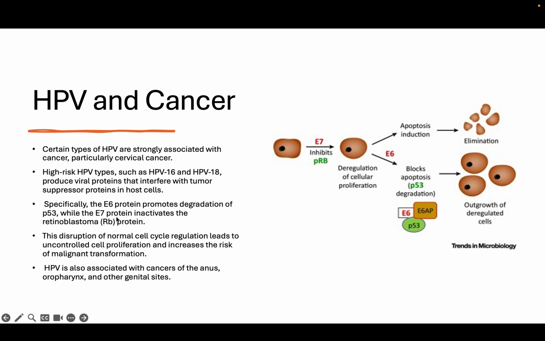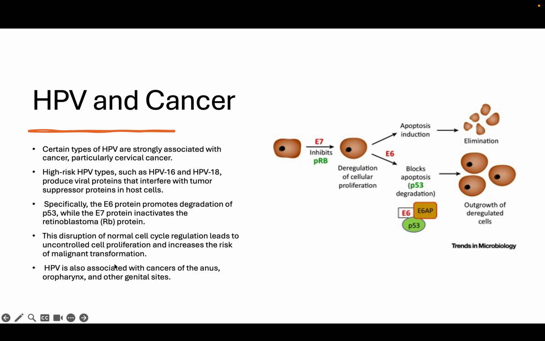P53 and retinoblastoma, we call these the guardian angels of our cells. These are extremely important in inducing apoptosis. If the cell is transformed to become cancerous, P53 and retinoblastoma start inducing apoptosis. But in the case of HPV, their proteins E6 and E7 stop it. So now the cell has this weird apoptotic signaling and doesn't have apoptosis, so it keeps growing and growing and growing.